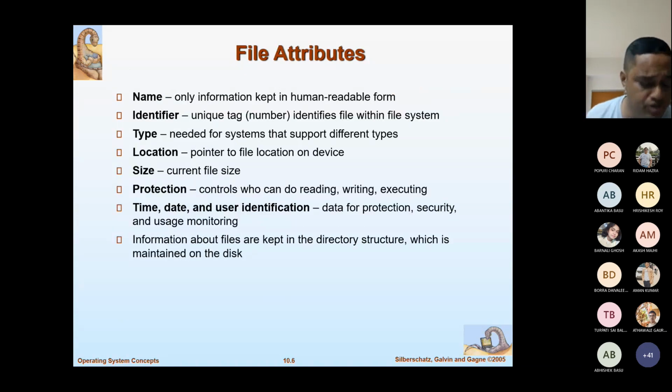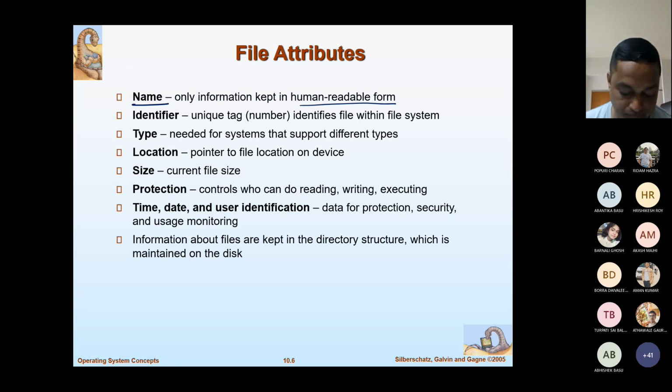What are the file attributes? It will have a file name. In one directory, the file name should be unique, the file name with a combination of extension. So that should be unique. It is the only information kept in human-readable form, with which you can read the file name. That is abc.x, abc.c. So I can understand that abc is my file.